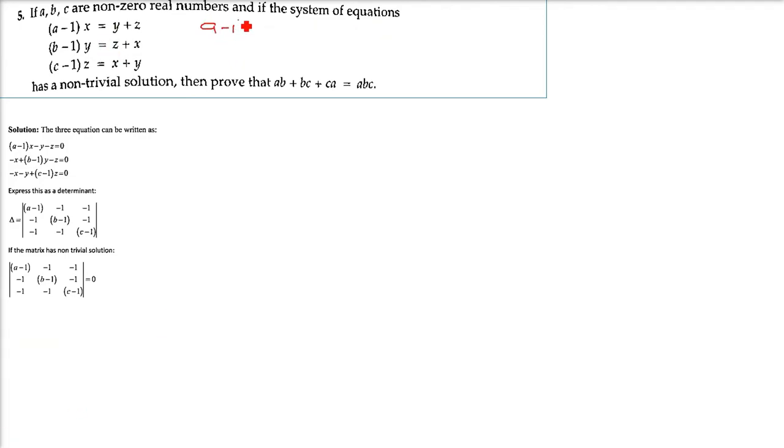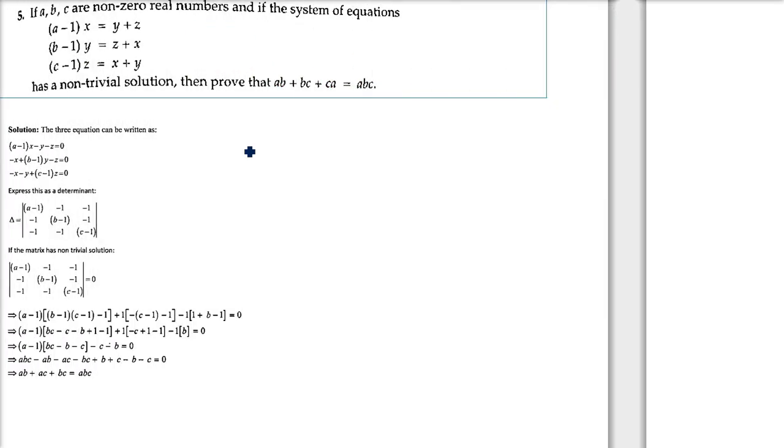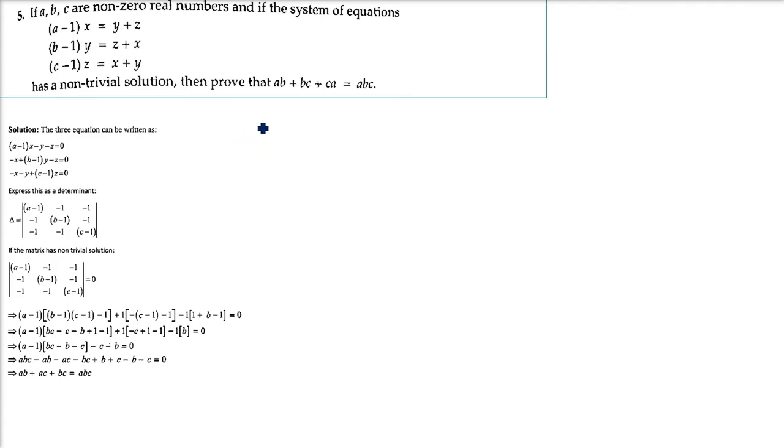So (a minus 1)x and minus y minus z equals 0. The second equation has minus x here and (b minus 1)y minus z, so you can write it as plus (b minus 1) into y equals 0. The third one will be minus x minus y, and then plus (c minus 1) into z equals 0. So what do we get? I am taking only the coefficients of x, y, z and making a determinant here. So this is the D we are going to find out.